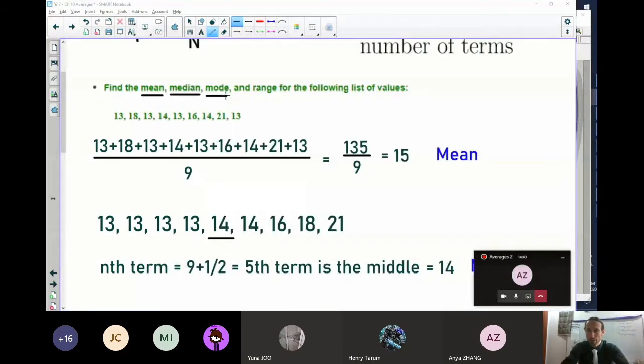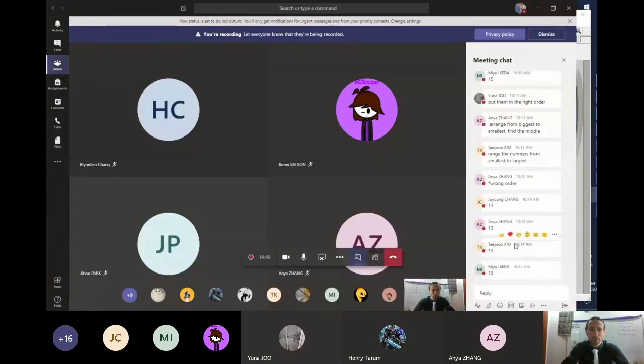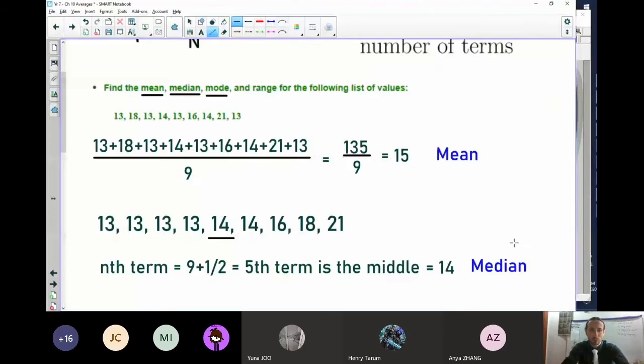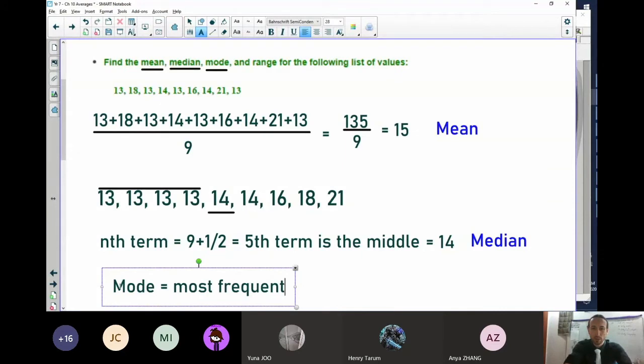And the mode, yes, you would be correct. The mode is 13. And the reason why 13 is the mode, and I'll write over here, 13 is the mode, is because it is the most frequent or the most common. So the mode is equal to the most frequent / common, or the number that just occurs the most. So in this case here, it's going to be 13 is our mode.